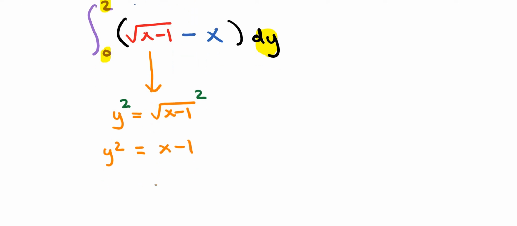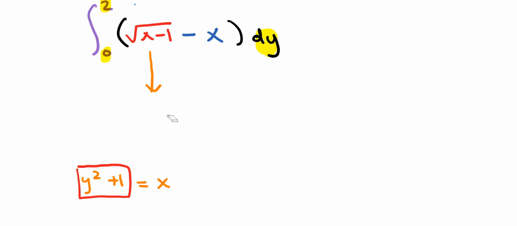And then I can move the 1 to the other side. So that's going to be y squared plus 1. So this is the function that is going to replace my outer function now. So let me just erase all this. And instead of writing the square root of x minus 1, I will now write y squared plus 1.